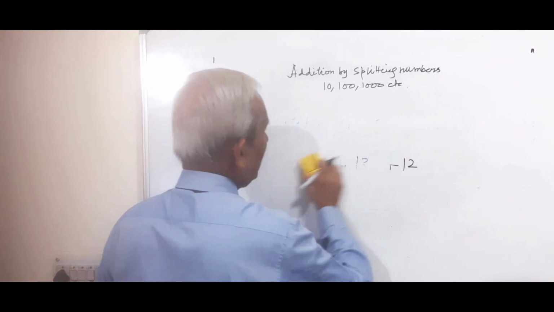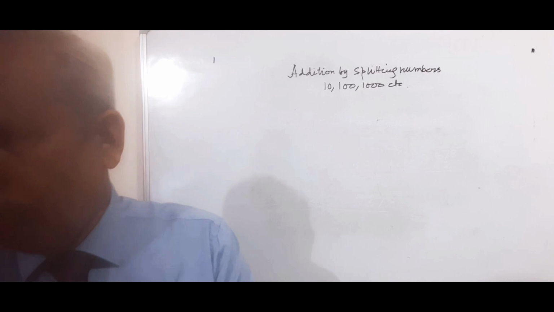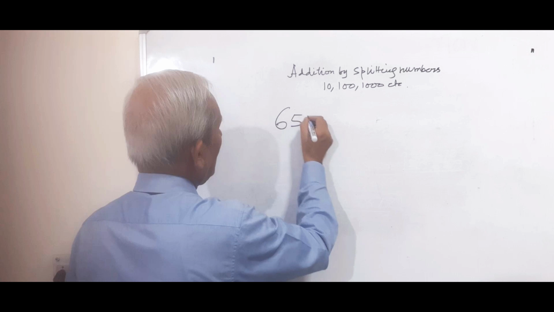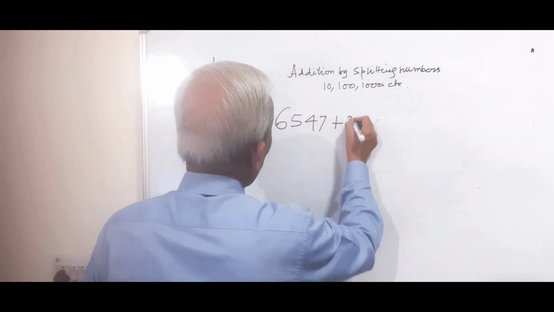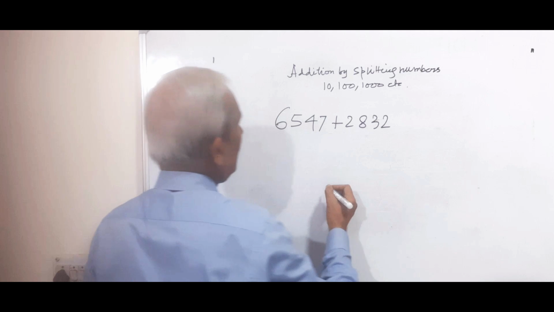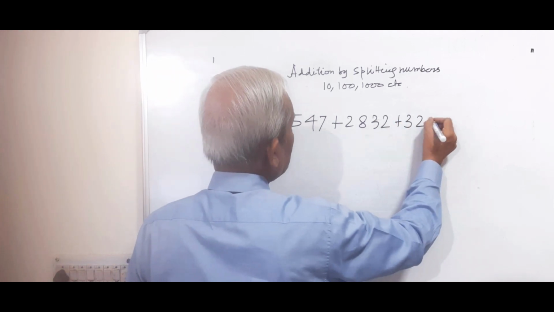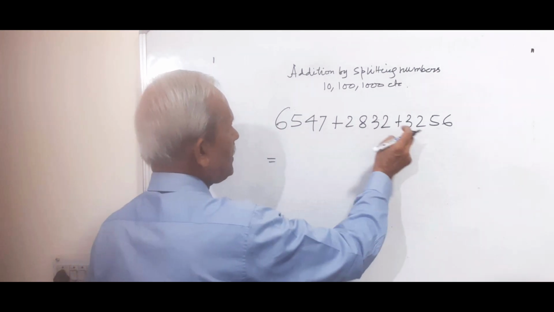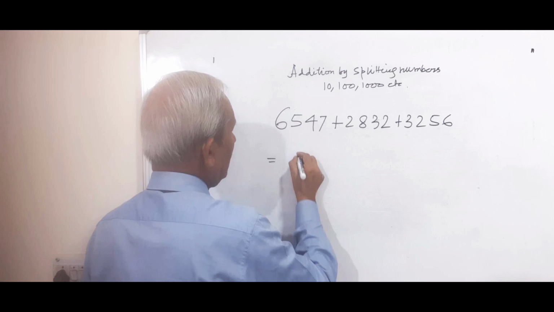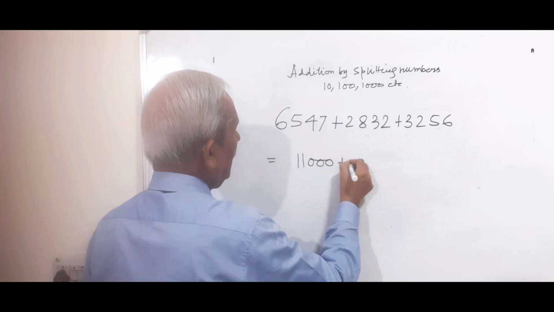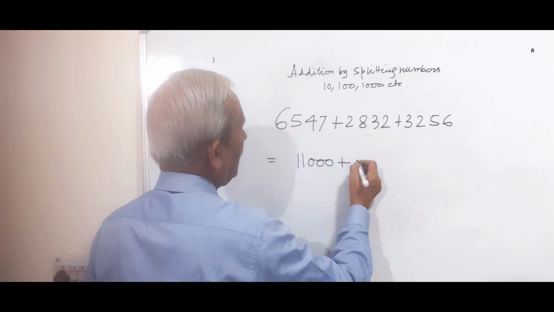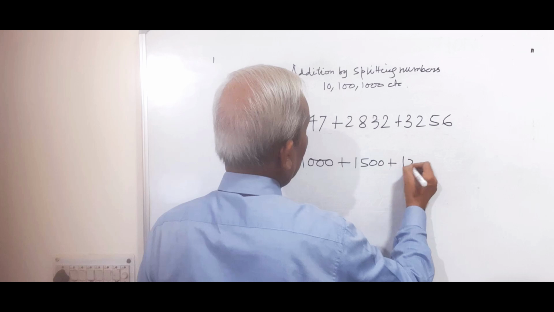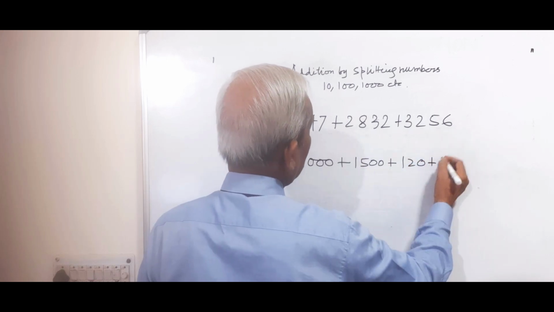I will take another bigger example of this sum. Say for example, we write down 6547 plus 2832 plus 3256. Right? So what we do is 6000 plus 2000 plus 3000, 6 plus 2, 8 plus 3, 11. 11,000 plus 500 plus 8, 1300 plus 2, 1500. Plus 40 plus 30, 70 plus 50, 120. Plus 7 plus 2, 9 plus 6, 15.